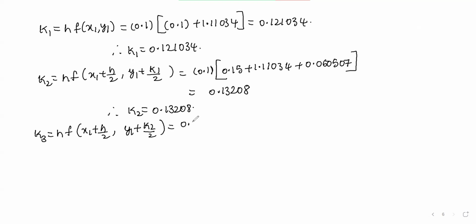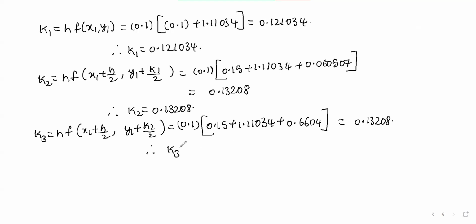That is equal to 0.1 into 0.15 plus 1.11034 plus 0.06604. Bracket close, we get 0.13208. Therefore, K3 is equal to 0.13208.